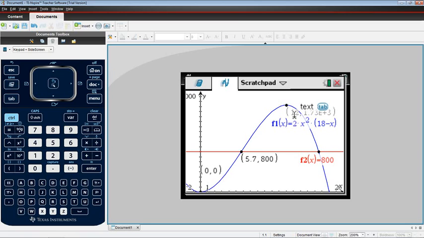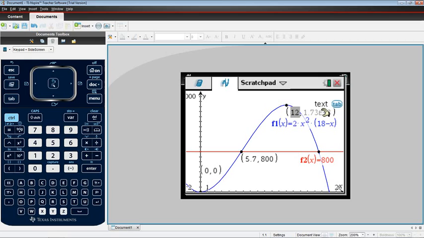Since I've just deleted it, we'll analyze the graph. Analyze graph, I want the maximum. Let's do that again. Analyze graph, maximum. Why won't it work? Menu, analyze graph, maximum. There's my lower bound. There's my upper bound. The maximum is at 12.